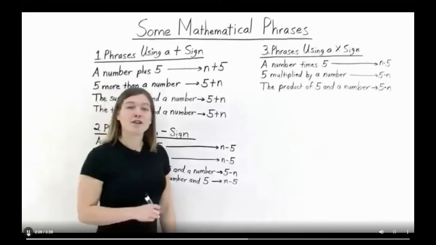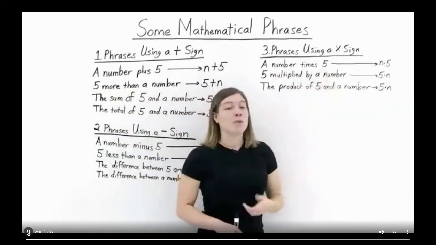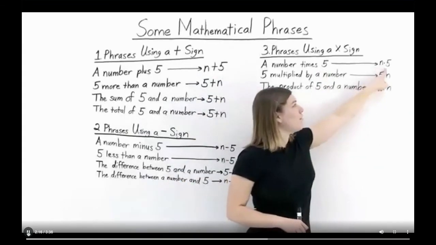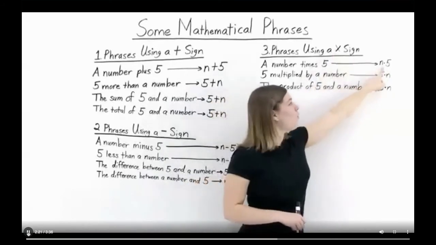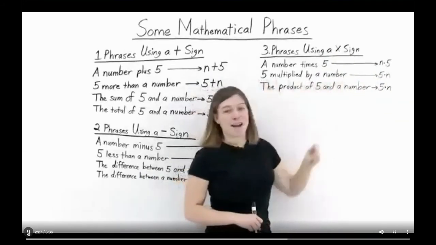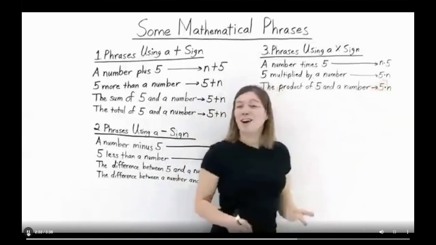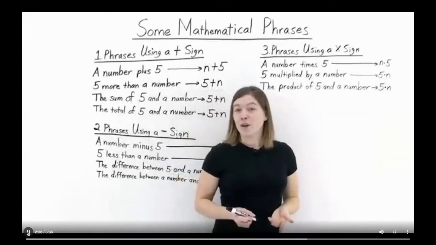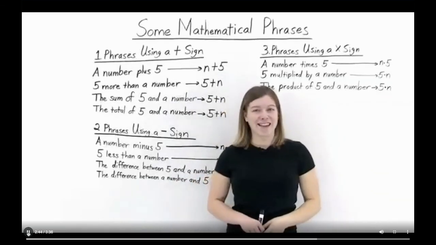Now let's look at some phrases that translate into using a multiplication sign. We have a number times 5. So we take our number n and we multiply it to 5. Here we have n times 5. Now when you write your multiplication sign, you can either use this x here or you can use a dot. Both of them mean to multiply. 5 multiplied by a number. Well, that's 5 times our multiplication sign, n, our number. The product of 5 and a number. If we're taking the product of something, we're multiplying two things together. So we're taking 5 times our number n.